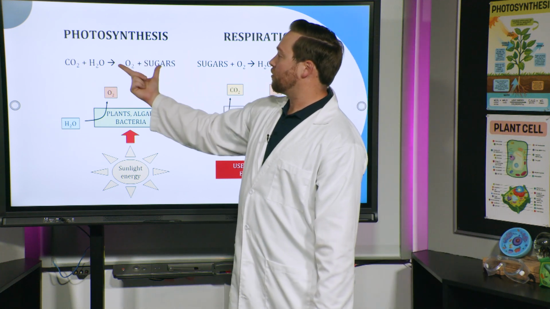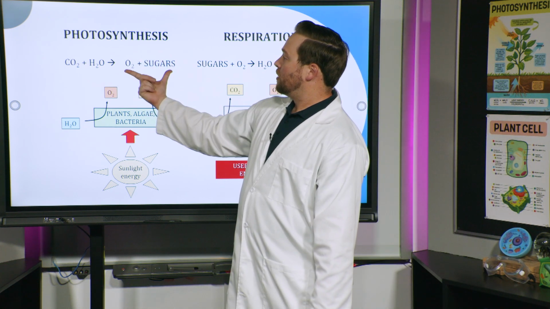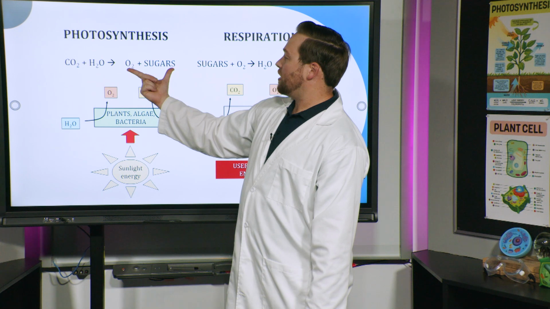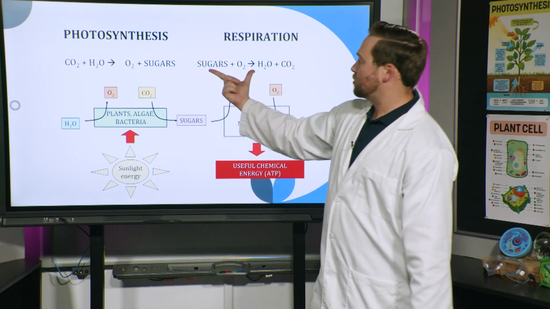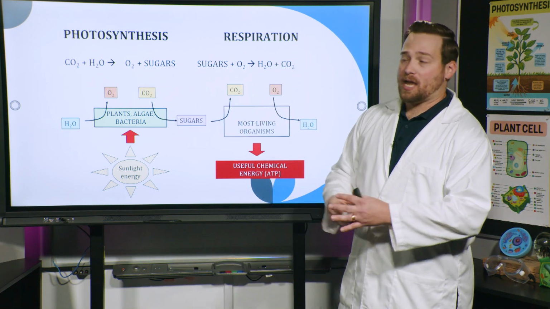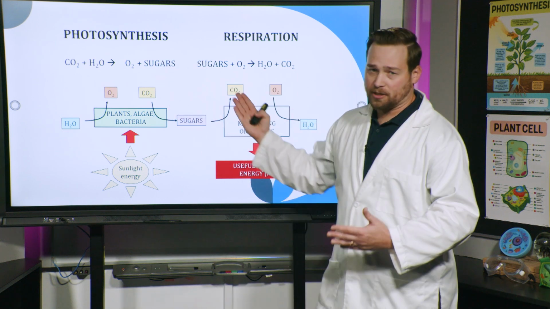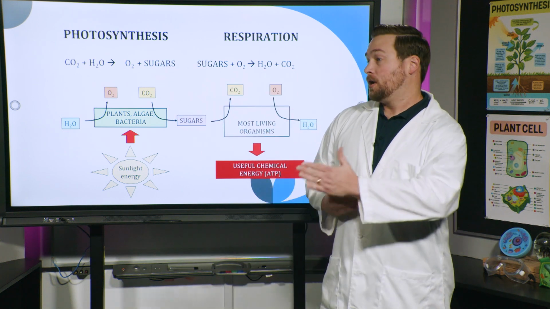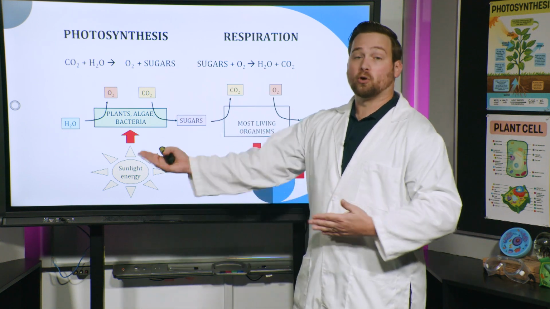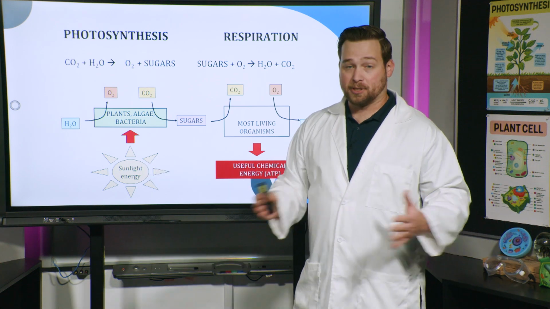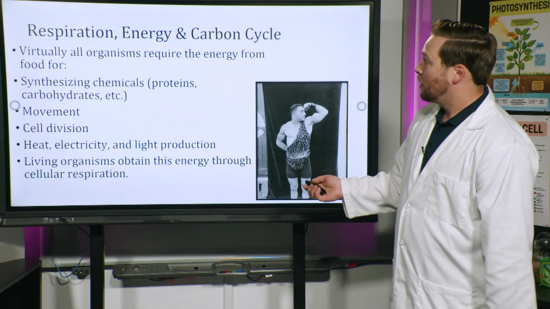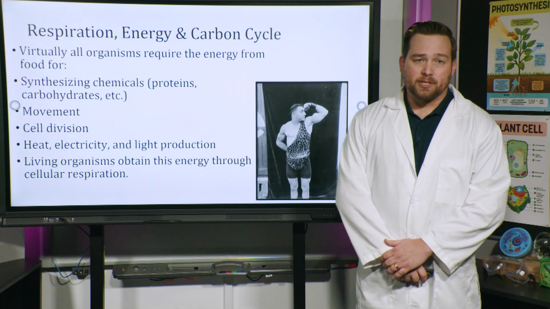What comes out of, what are the products of photosynthesis? Sugar and oxygen. What are the reactants of respiration? Sugars and water. So all of this to say, photosynthesis and cellular respiration have very similar chemical equations. They're just going in opposite directions, right? Okay, so let's talk about this in a little bit more detail.